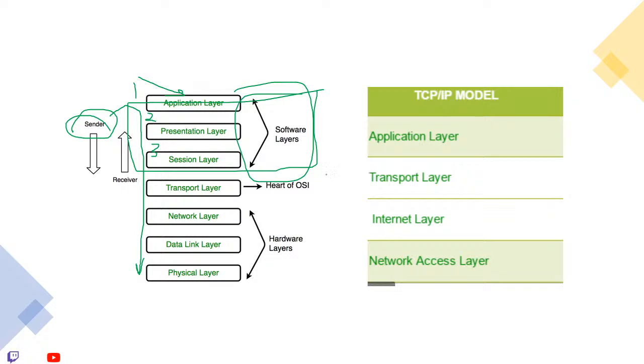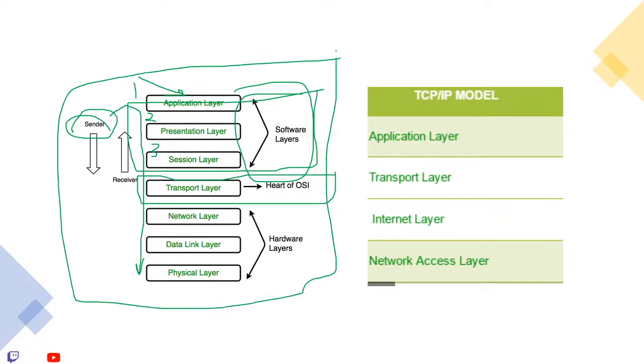After that there is an important transport layer, which is the heart of OSI. So this whole thing is the OSI model. After that there are the hardware layers, which contain the network layer, the data link layer, and the physical layer.